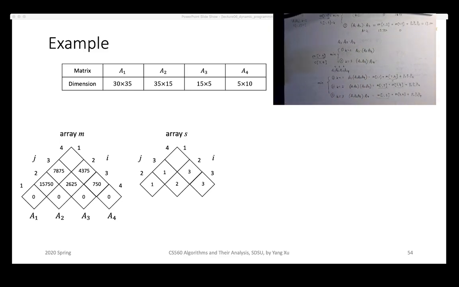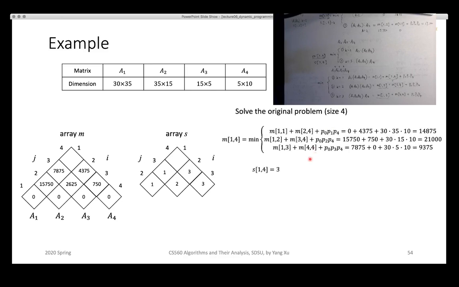Okay? So we do the same thing and choose the minimum, choose the k that gives us the minimum cost. And it turns out that the minimal k is 3. So the minimum cost is 9,375. We put it here, and we put a 3 here. So now we have solved the problem.